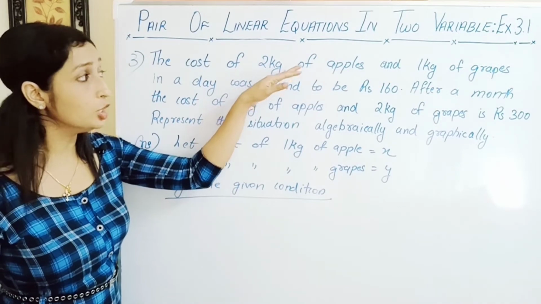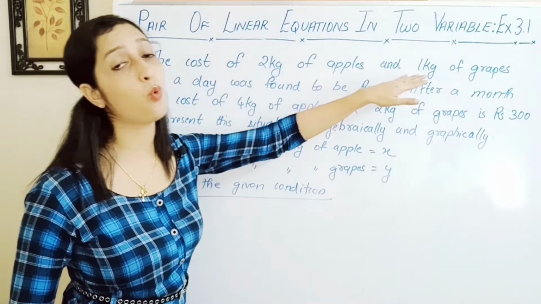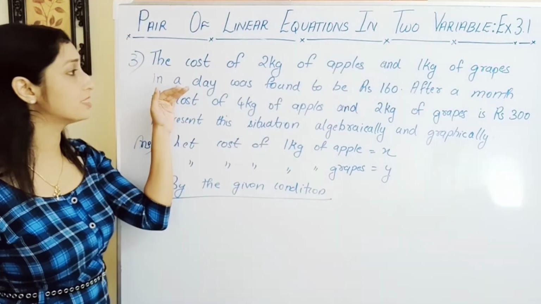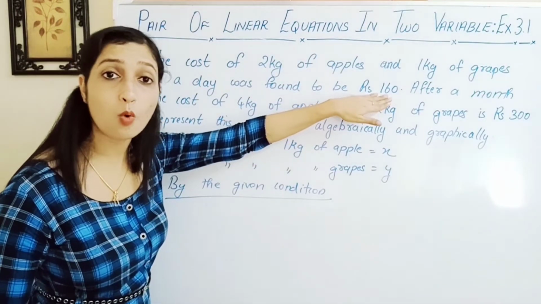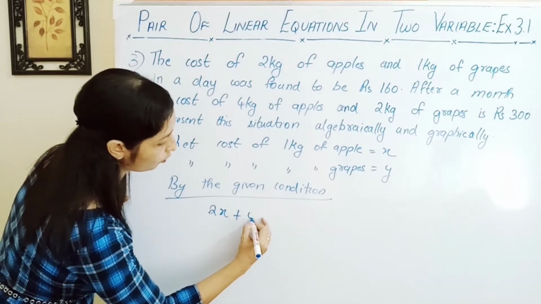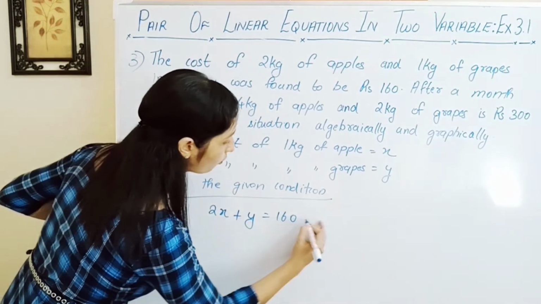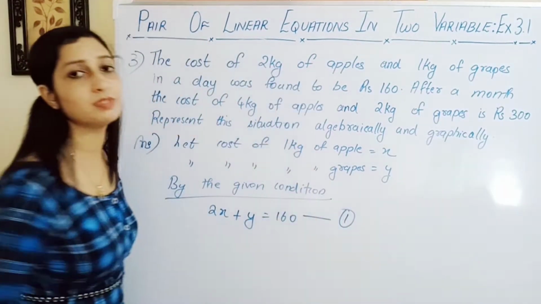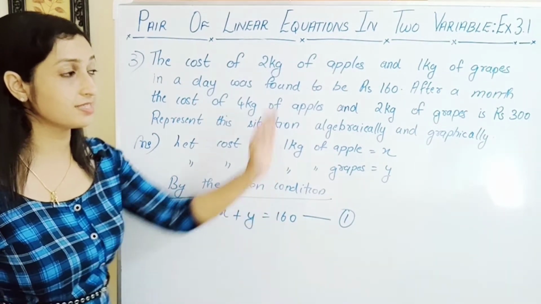What is given here? 2 kg of apples and 1 kg of grapes was found to be rupees 160. So 2x plus y is equal to 160. This becomes the first equation. Now what is the second condition?